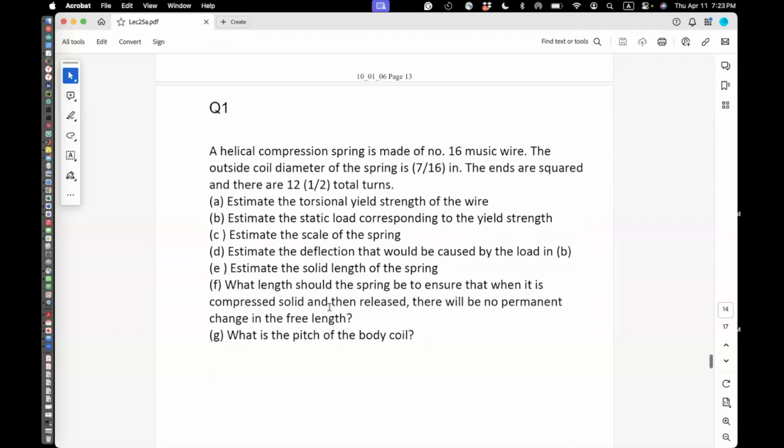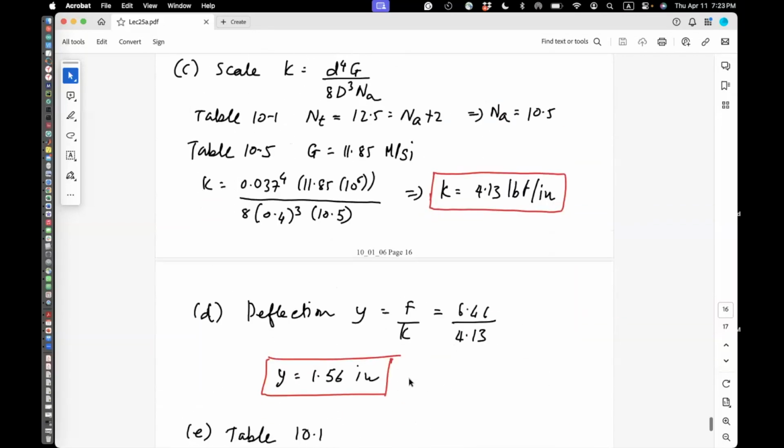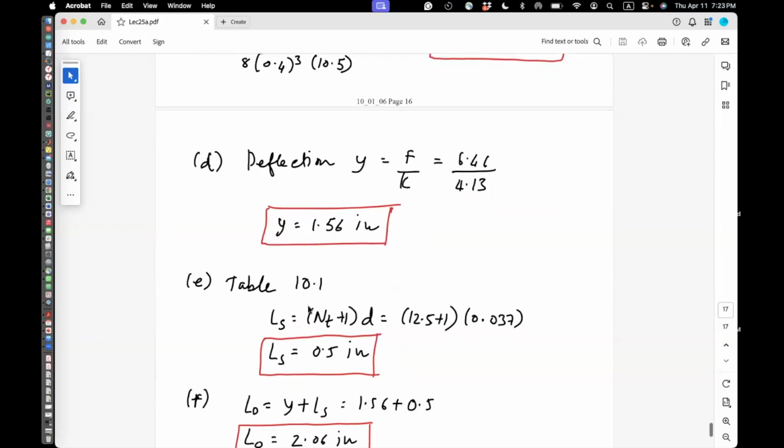Next, we go to E, the solid length of the spring. For that, we use table 10.1. It gives a formula for the length of the spring. LS is NT plus 1 times d. NT is something we are given, it's 12.5. Small d is something we got from the table, and so we can compute the spring length.